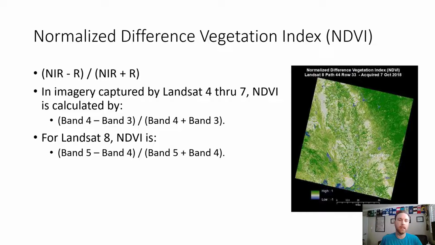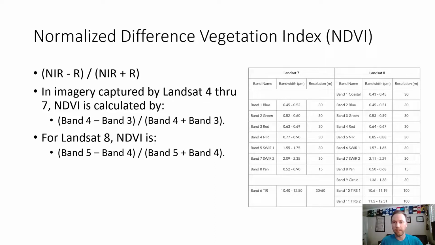For Landsat 8, the bands are shifted forward because band 1 is actually aimed at identifying ocean health and coral reefs and things like that. So instead of being bands 3 and 4 for red and near infrared, they move up to bands 4 and 5. In that case, it's band 5 minus band 4 divided by the sum of 5 plus 4. But in either case, it's still looking at that near infrared and red values.